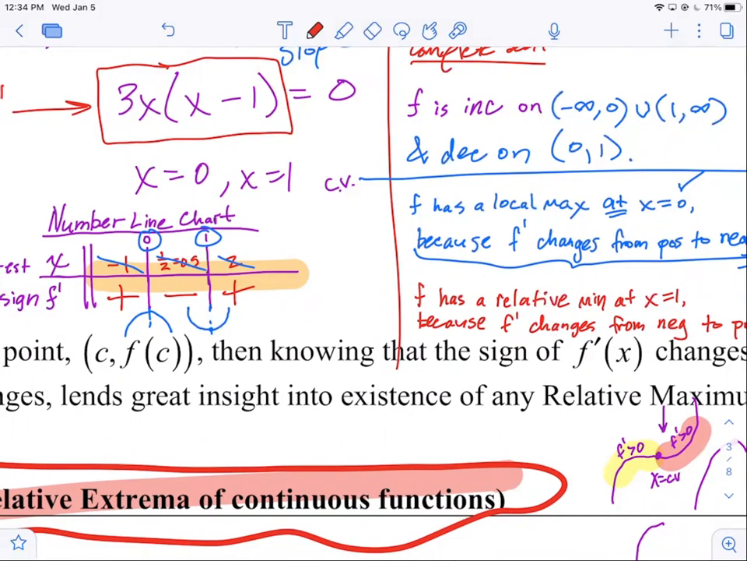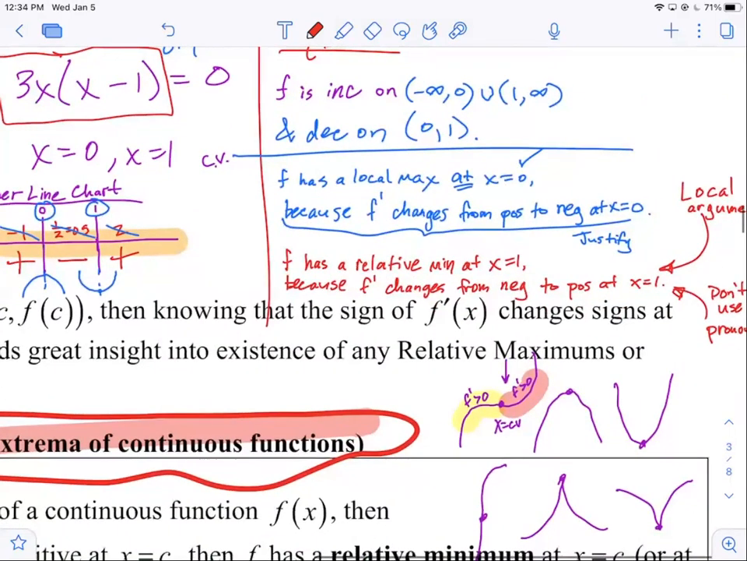Because F prime changes from negative to positive. Where? In France? No. Also at X equals 1. You got to say it twice. Here's where it exists, because that also happens to be the same spot where this happens. And this is a local argument.